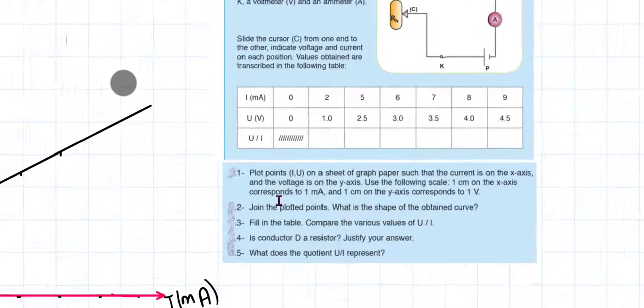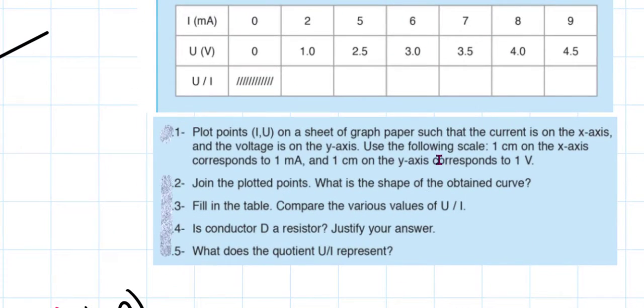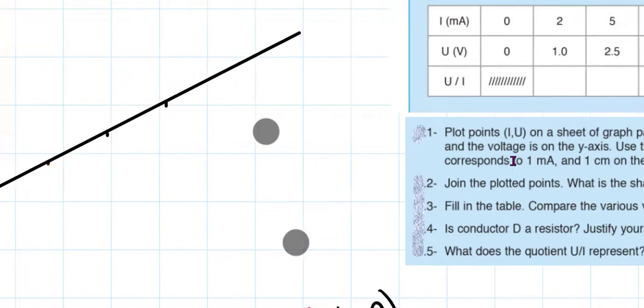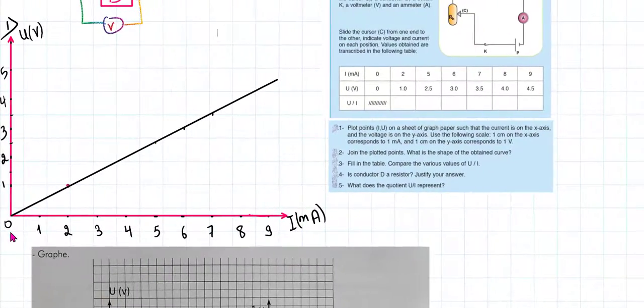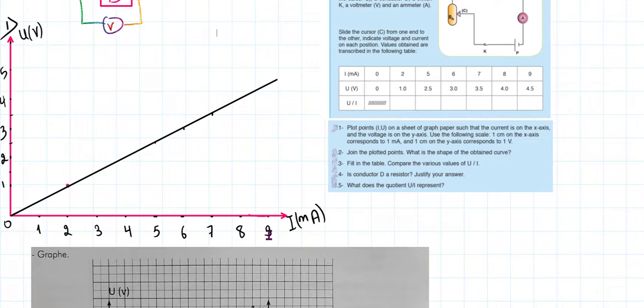In the first part they said that we have to plot on a graph paper along the x and the y axis. The scales are provided, which is 1 cm along the x and 1 cm along the y, with the values of 1 milliamps and 1 volts. So directly we can write along the x and along the y axis 1, 2, 3, 4, etc., till the maximum value, which is 9 along the x axis depending on the table, and along the y axis 5 since the maximum value on the table provided is 4.5.